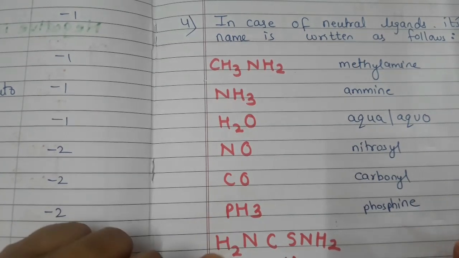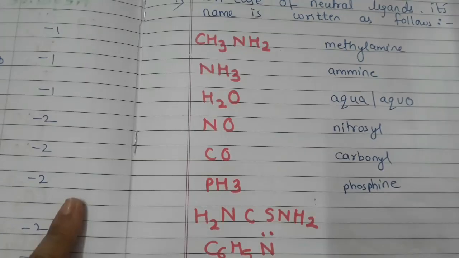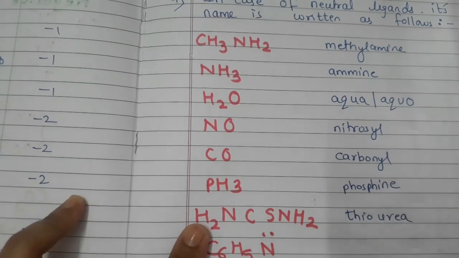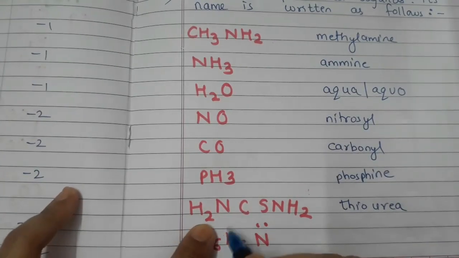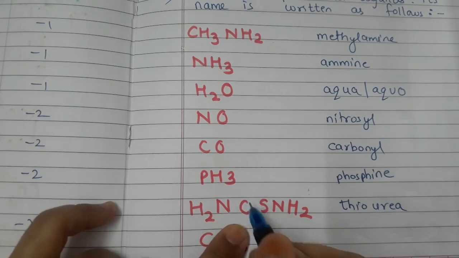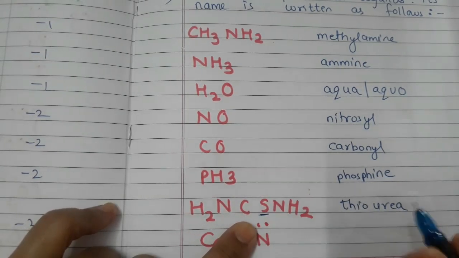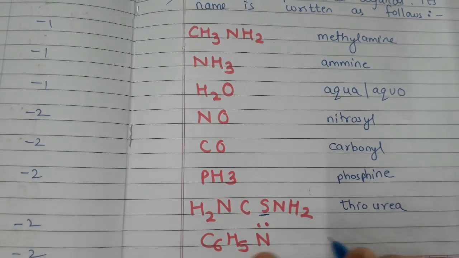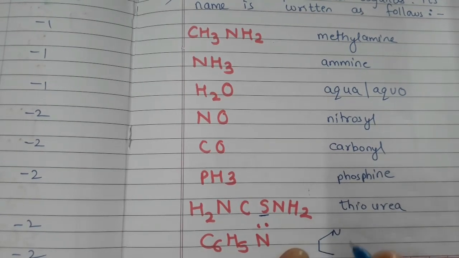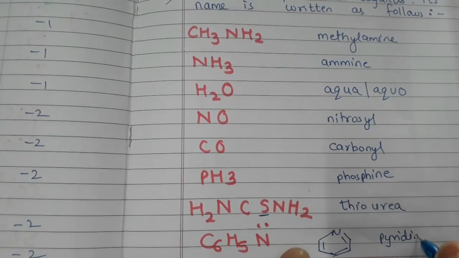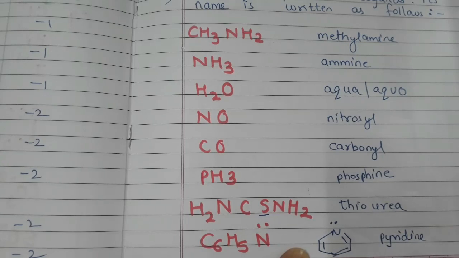This is phosphine. Now this is thiourea. See, urea is NH2-C double bond O-NH2. The double bond O is not there, but S is there, so it is thiourea. And this we all remember, this is pyridine. One lone pair of electrons is there, and the symbol is Py.